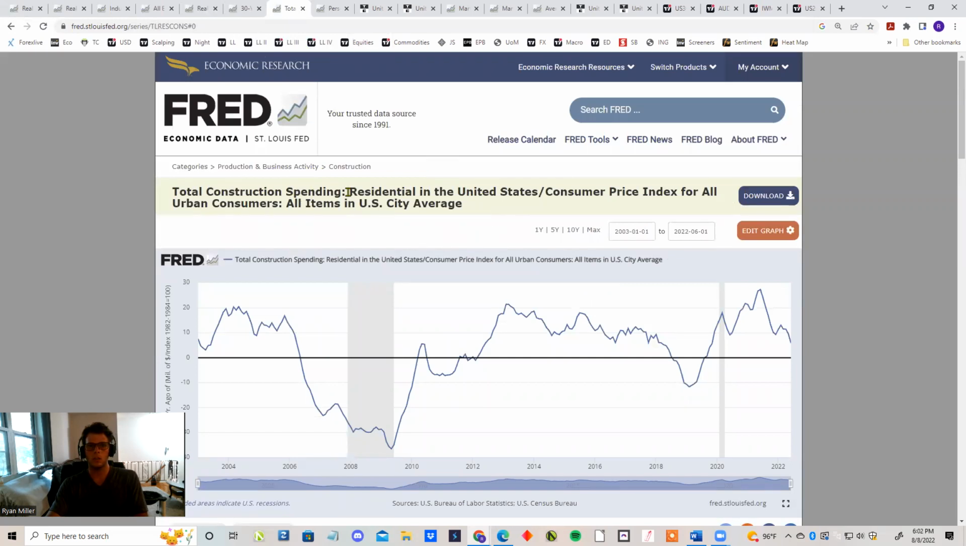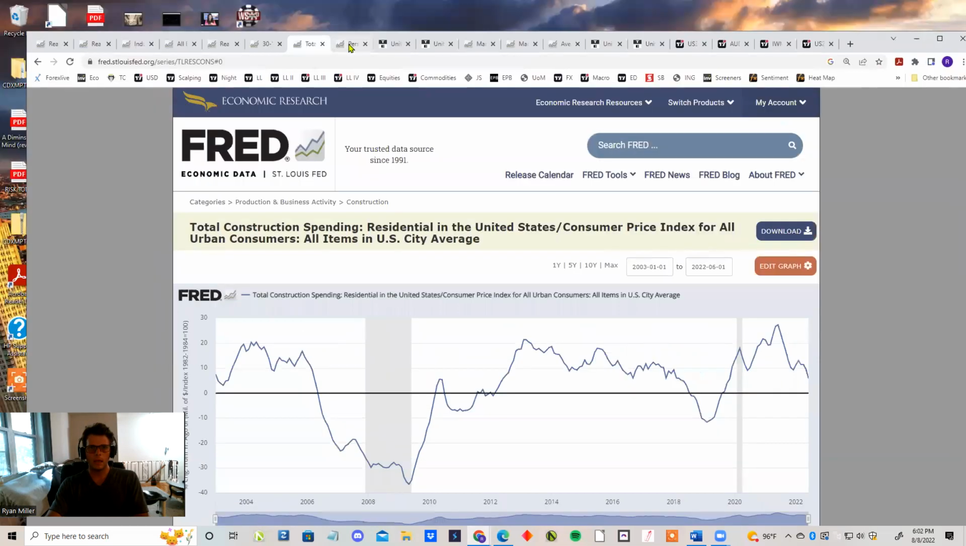Total residential spending, right? Total spending in the construction market deflated by the CPI slowdown. By the time we got to January, right around here, 2022, it was a big move to the downside, right? It slowed significantly.